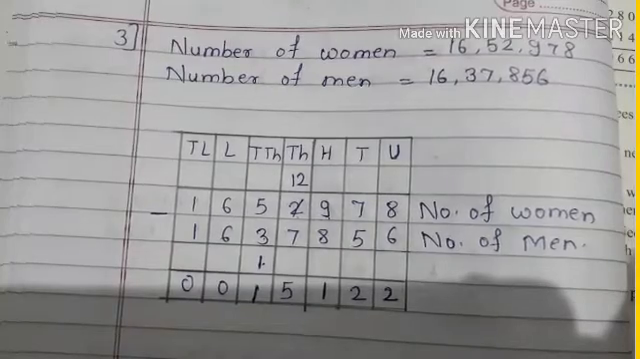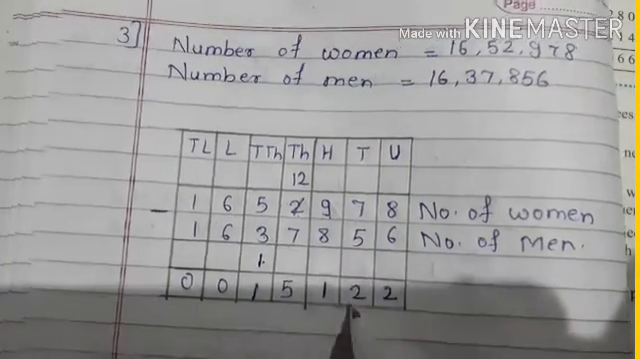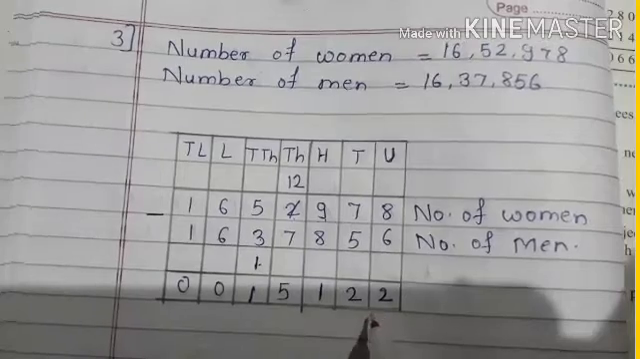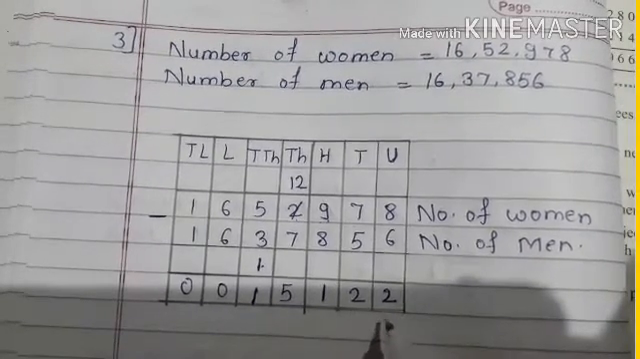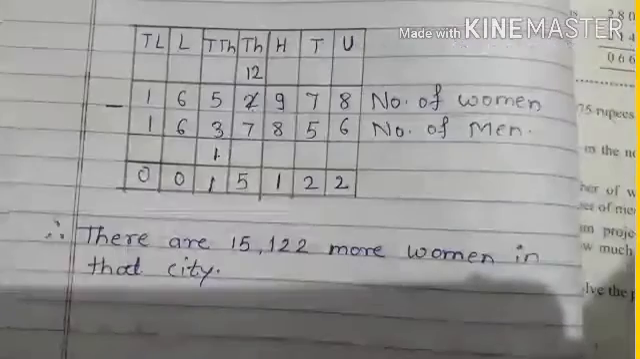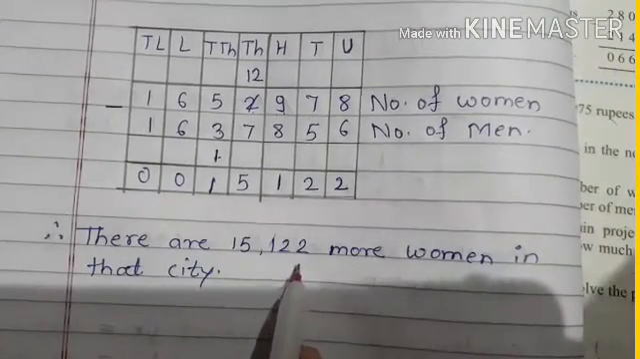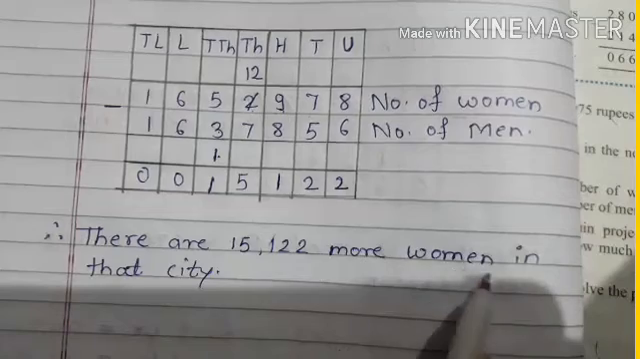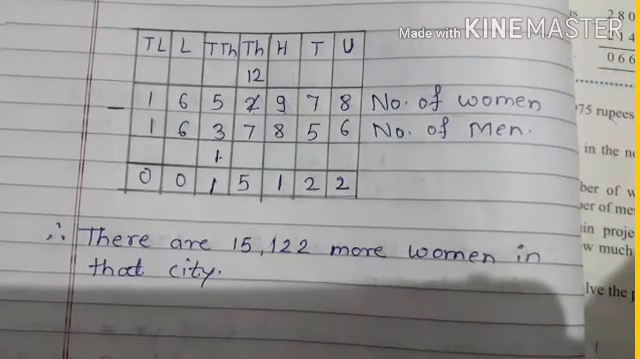Then how many more women are there? 15,122. Therefore, there are 15,122 more women in that city. Understood everyone this third one? Okay.